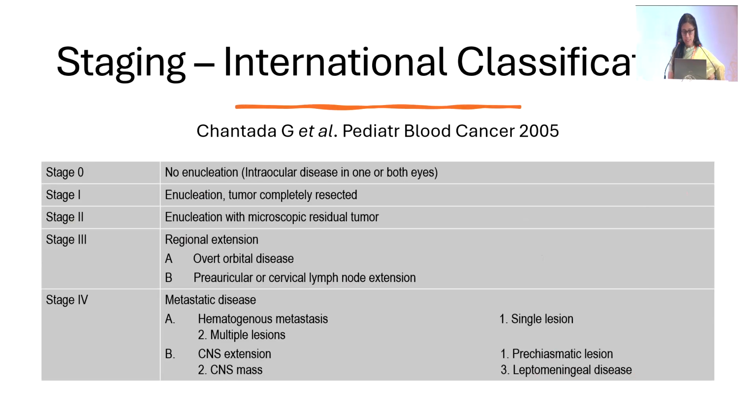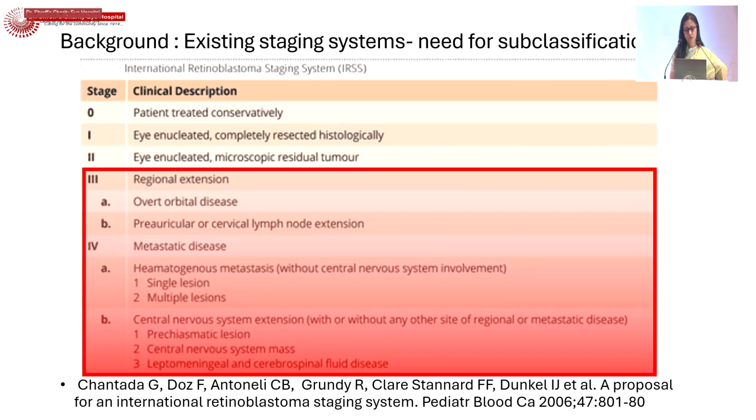So moving on to the staging system, this is the International Staging System, which was proposed by Shields way back in 2005. Here again, the staging runs from stage 0, where the eye is saved and there is no need for enucleation, till stage 4, where there is metastasis. So again, if we look at this system, it does prognosticate the survival.